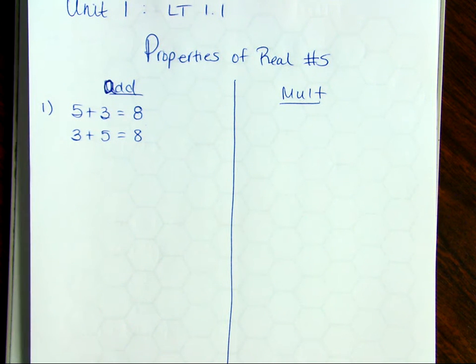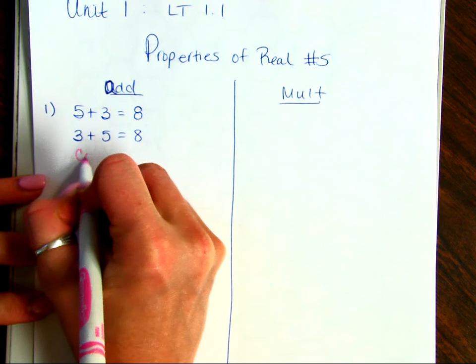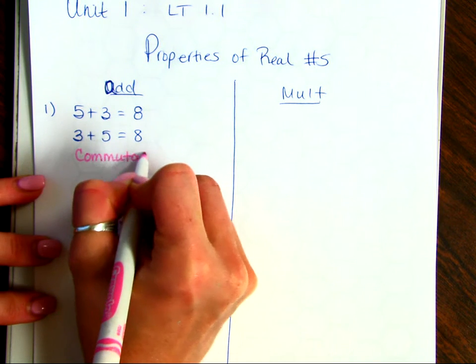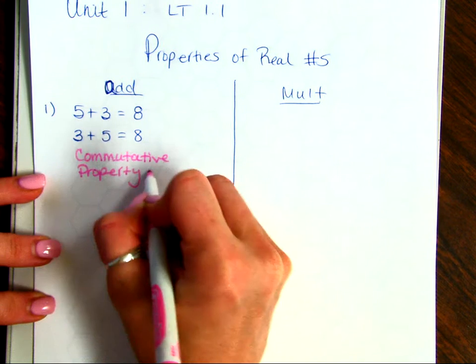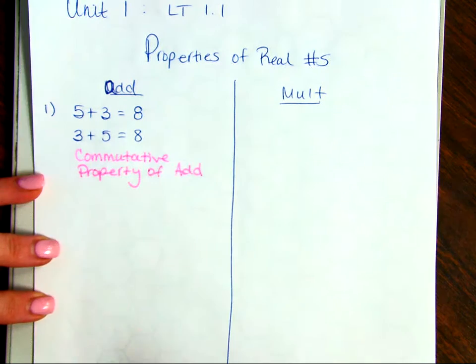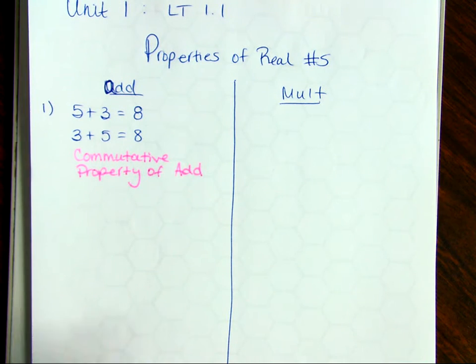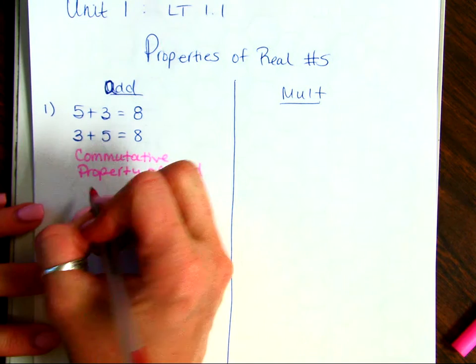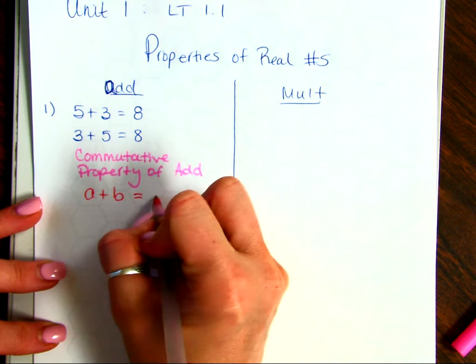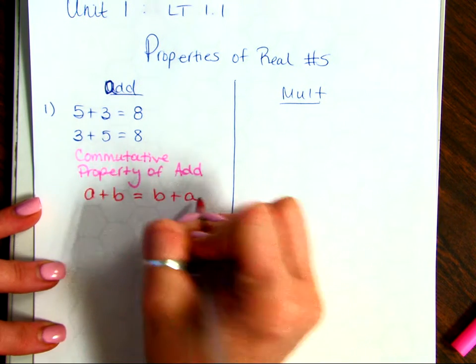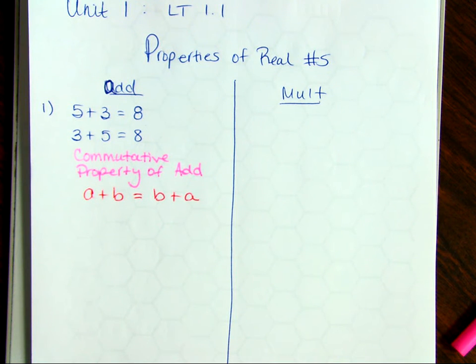So the order does not matter, and I'm thinking that you remember the name of that property, and the name of that property is the commutative property of addition, okay? Because there's also a commutative property of multiplication. We'll talk about that one, okay? So the commutative property of addition says that the order does not matter. So in terms of algebra, take any two numbers, A and B, add them together, and you'll get the same sum as if you add B and A. Okay? You knew that.